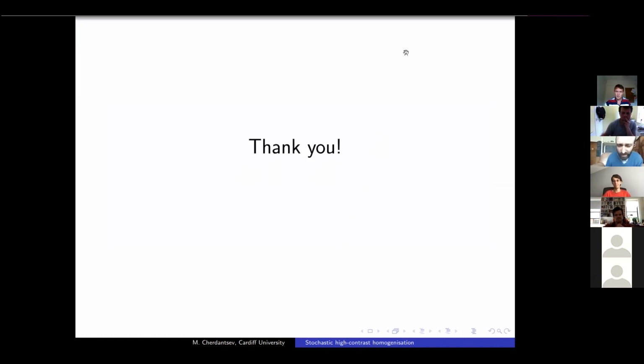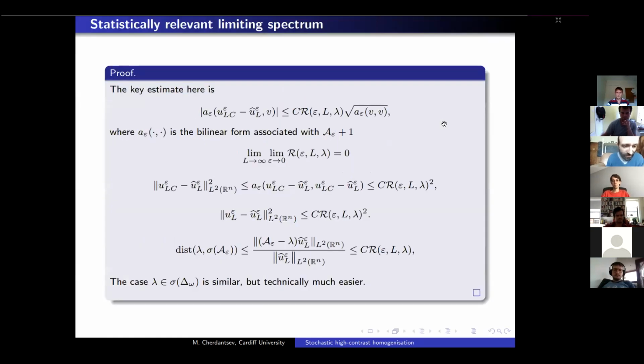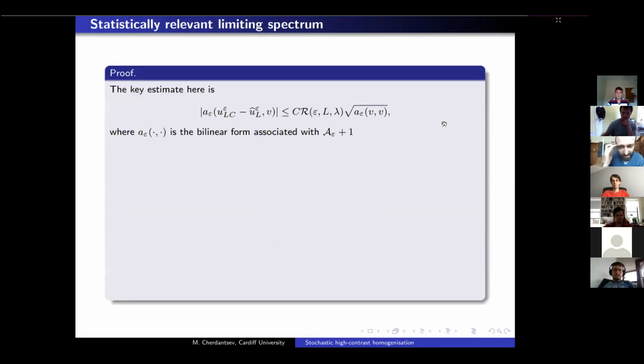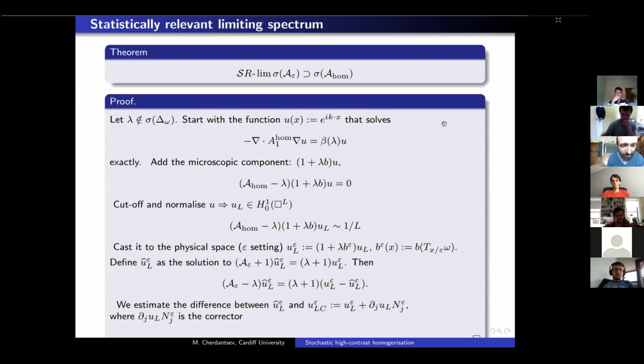So I've got a question. You mentioned at one point constructing approximate eigenfunctions, and that makes me think that the chances of generalizing any of this beyond the self-adjoint case must be a little bit slim. Is that correct?